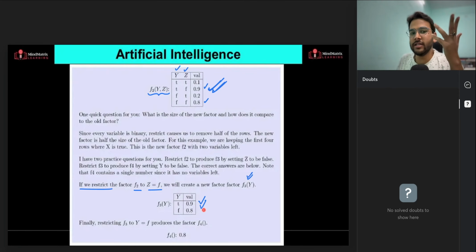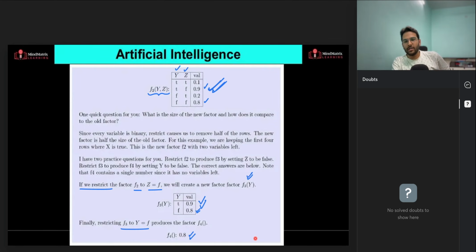And further, if I say restrict f3 to y is equal to false, that means this is the final value that I'm going to consider. Are you able to understand it? In some questions, they will tell you what should be the value of y that you have to consider, what should be the value of x. This is how you can find the final value. So you will have another factor that has no variable, just a value, that is 0.8.